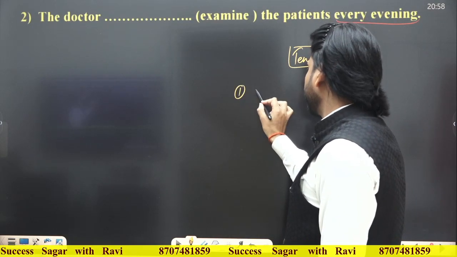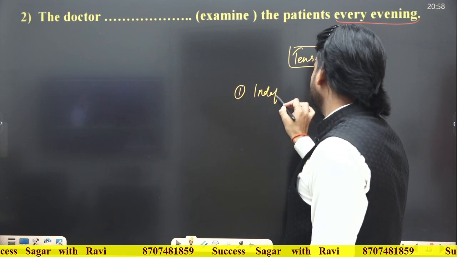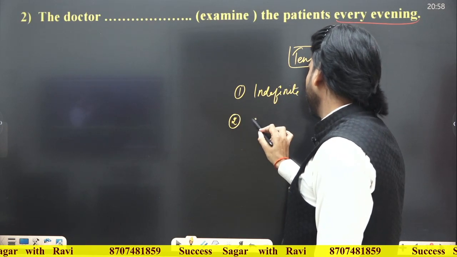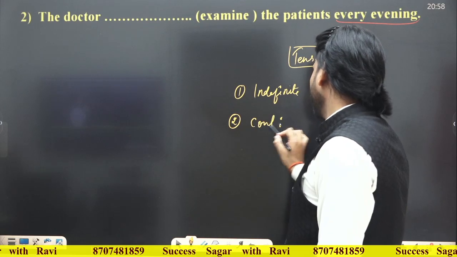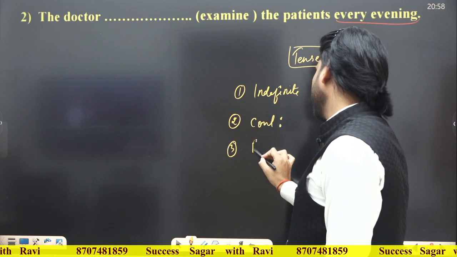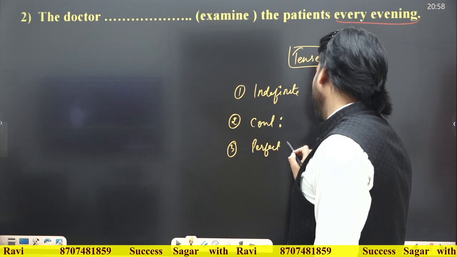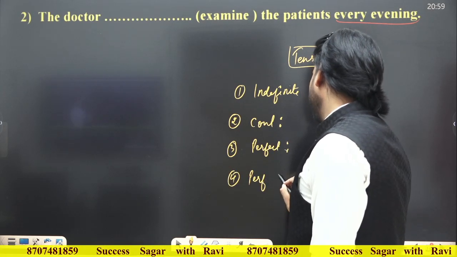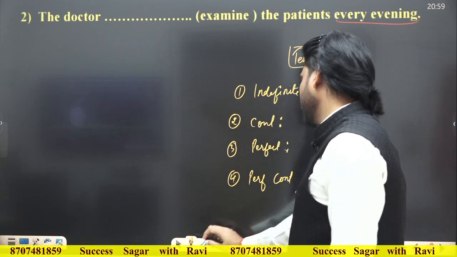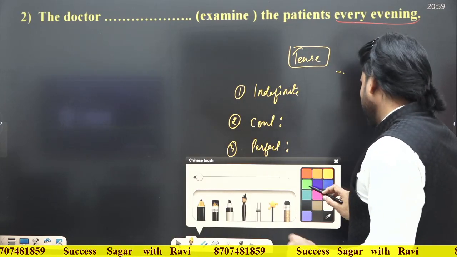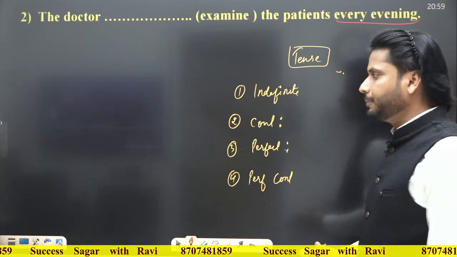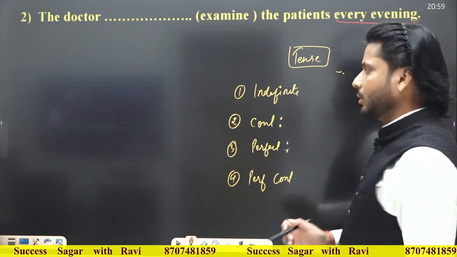The first state is indefinite. What about the second state? Continuous. What about the third state? Perfect. What about fourth one? Perfect continuous. Let me tell you something related to these points, not in detail but in a nutshell. Nutshell means what? In short.